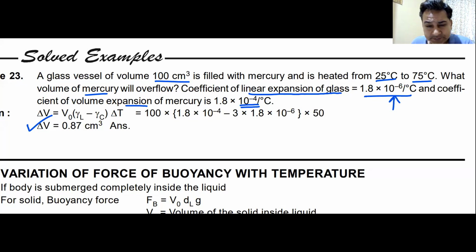So much, have we got this? Yes, I got. This is V naught into apparent expansion, gamma L minus gamma S. How do you find the value of gamma S? You multiply alpha S by 3, and you multiply it by the change in temperature. Got this? Yes, I got.